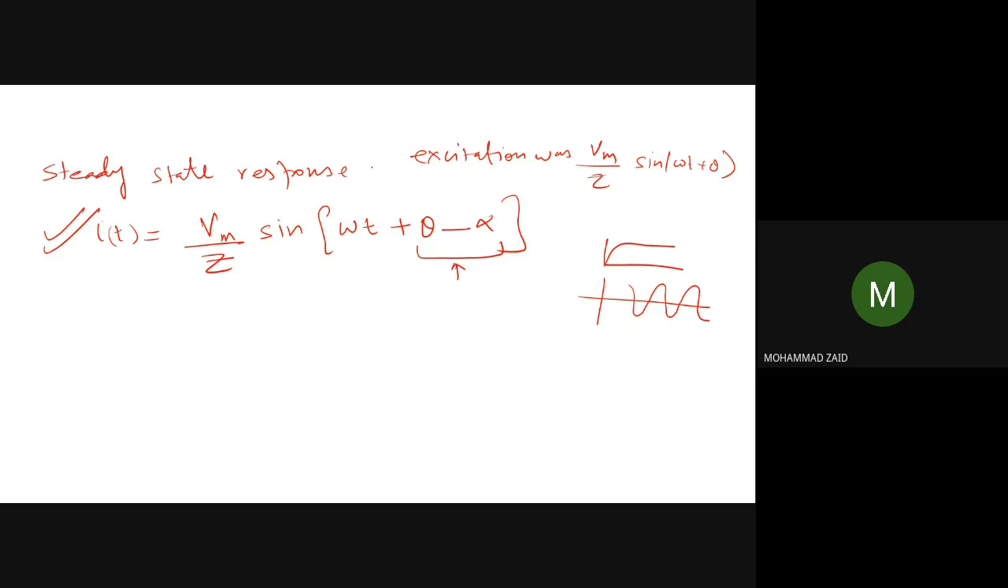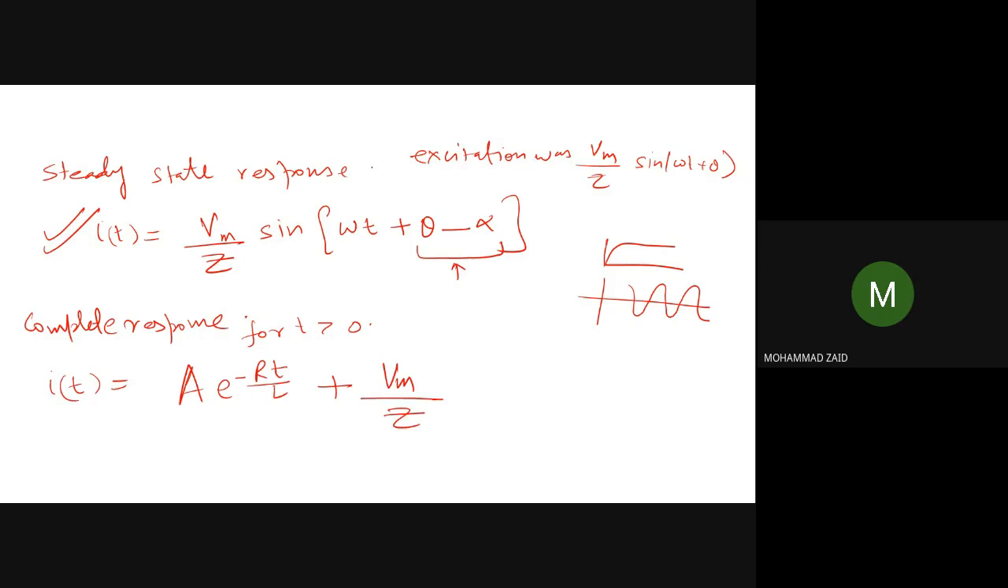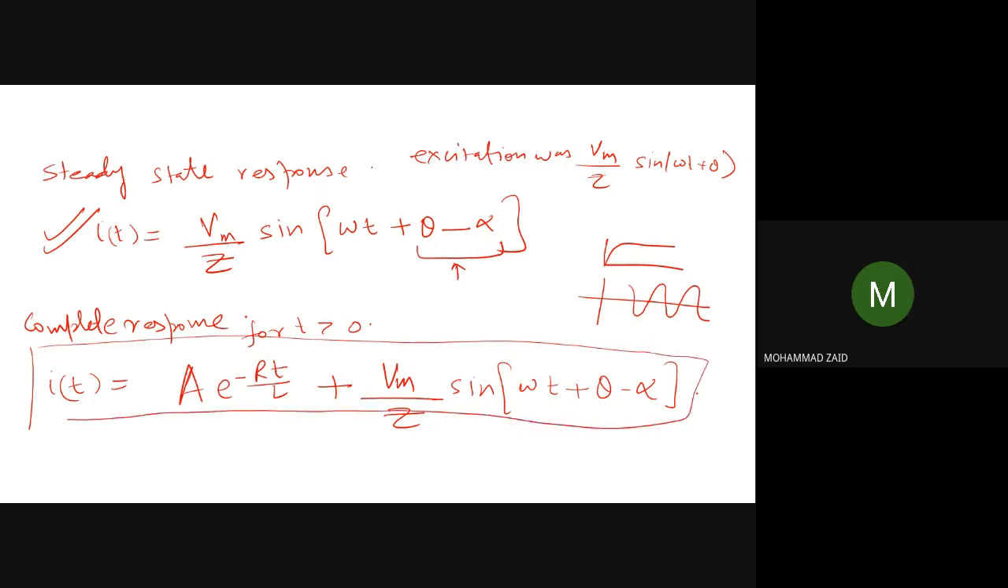So now I can write the complete response. The complete response i(t) for t greater than 0 will be equal to A e to the power minus Rt by L, that is A e to the power minus t by tau, plus Vm by Z sine of omega t plus theta minus alpha. This is the complete response you can get in the case of AC.